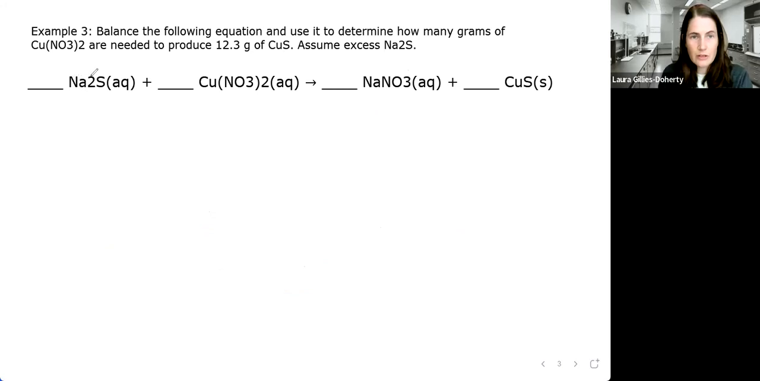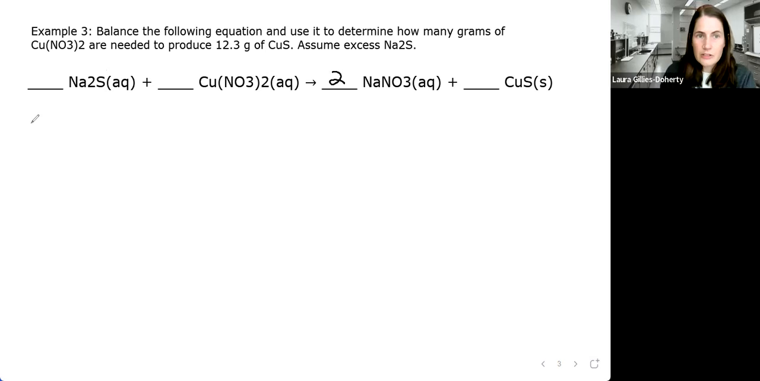So we've got 2 sodiums on the left and only 1 on the right. So I'm going to put a 2 here to balance out my sodiums. Now I've got 2 nitrates on the reactant side and I have 2 on the product side. So that looks good so far. I've got 1 copper on the product side and 1 copper on the reactant side. And I've got 1 sulfur on the product side and 1 sulfur on the reactant side. So everything is balanced by just putting a 2 in front of sodium nitrate.